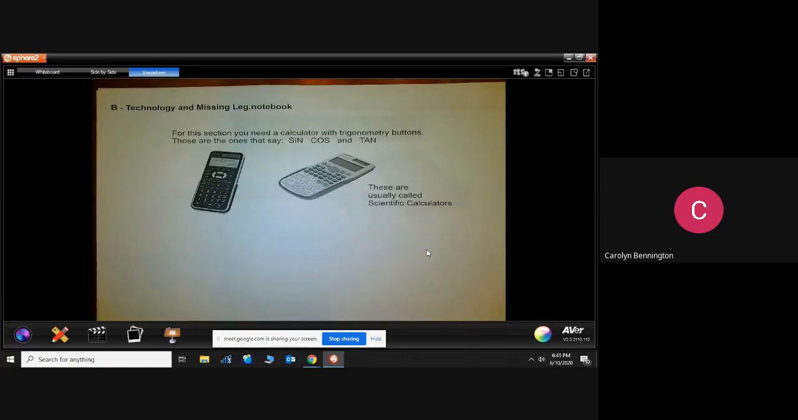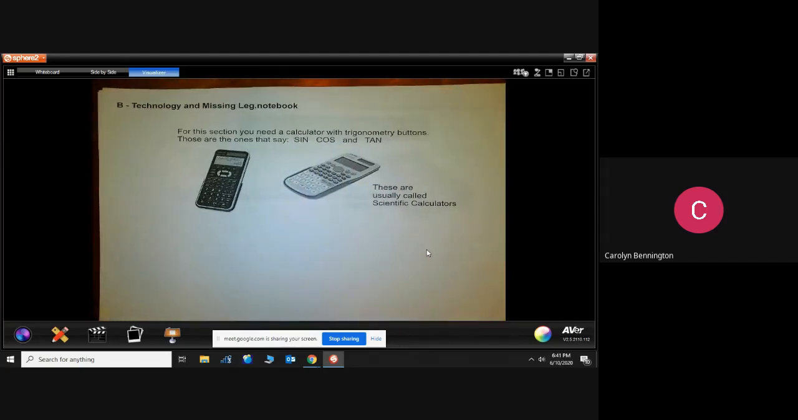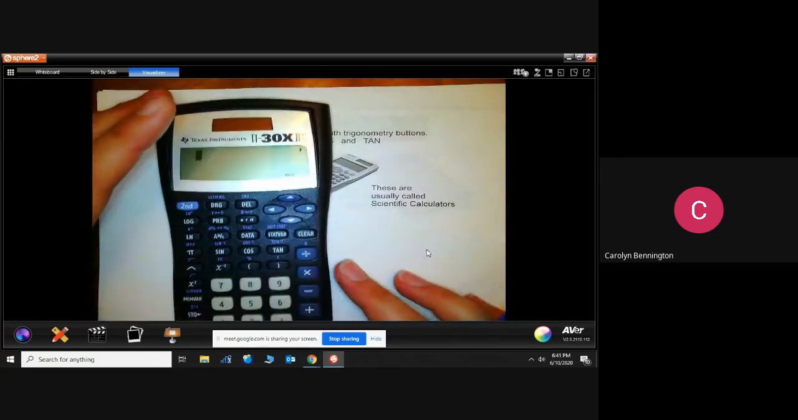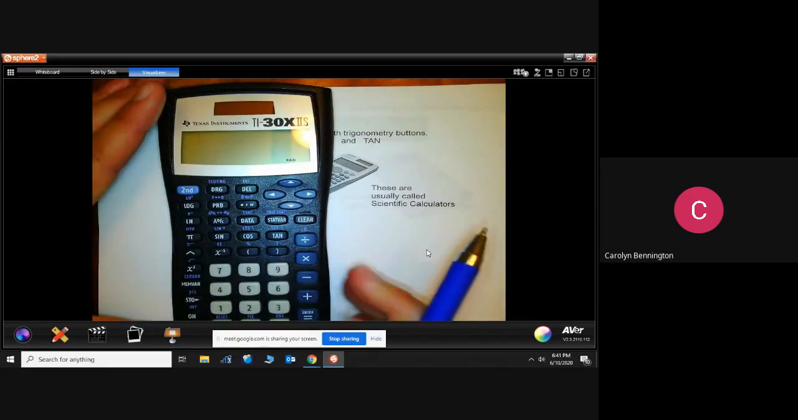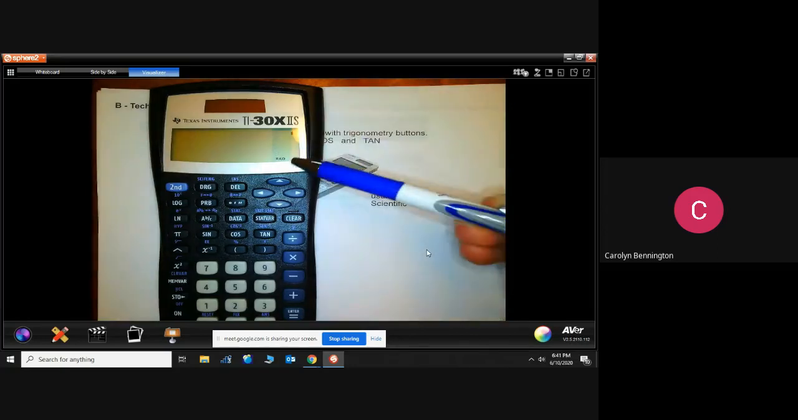So for this, we're going to need a scientific calculator, and a scientific calculator has sine, cos, and tan buttons on it. So this is a scientific calculator. The sine, cos, and tan buttons are right in here. When you're using a calculator for your trig ratios, you have to make sure that it's in the right setting. So right now, this calculator is set to radians. There's an RAD at the bottom. Sometimes there will just be an R.